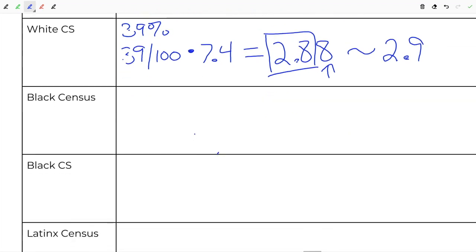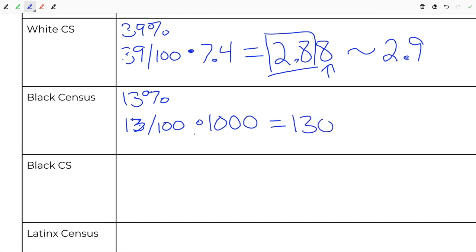So we're going to do this with the black population. 13% of the population is black, so we need 13 per 100 times the 1,000 that we have gives us 130 people in your backyard are black.